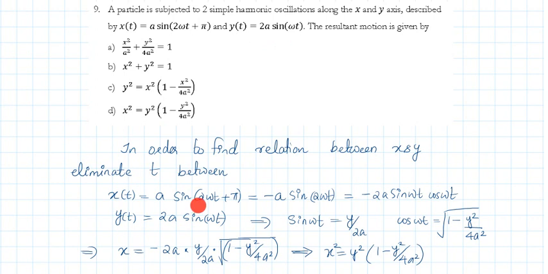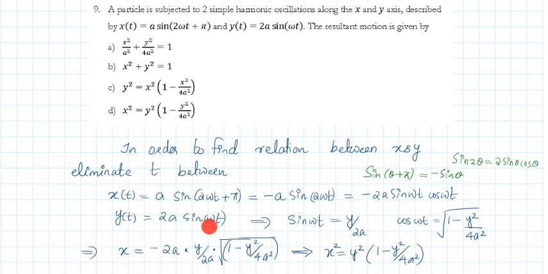So x of t is a sine omega t plus a sine 2 omega t plus pi. We know that sine of theta plus pi is minus sine theta. So applying that relation, this becomes minus a sine 2 omega t. Also, what is sine 2 theta? Sine 2 theta is 2 sine theta cos theta. So using that relation, you will get this as minus 2a sine omega t cos omega t.